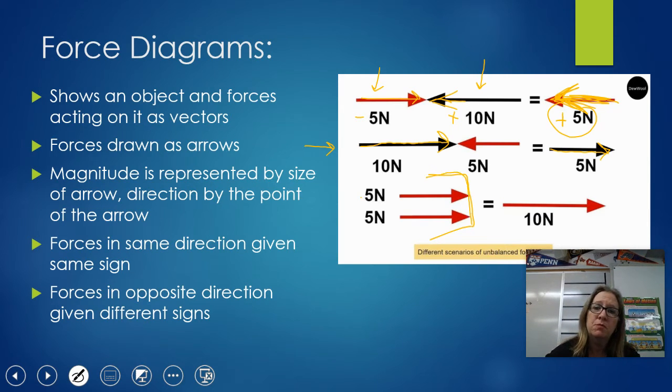If they're going the same direction, we just add them up. What's 5 plus 5? It's 10. And so these will kind of stack up on each other and you get a larger force as a result, okay?